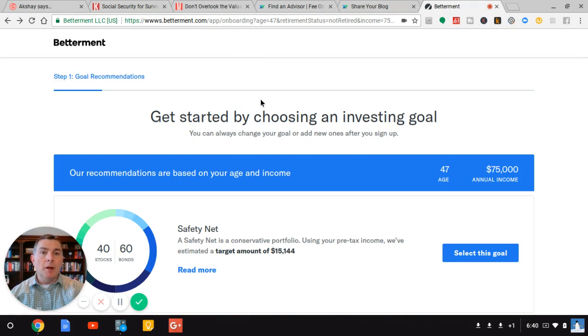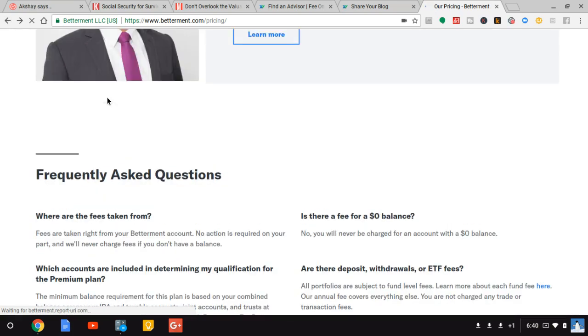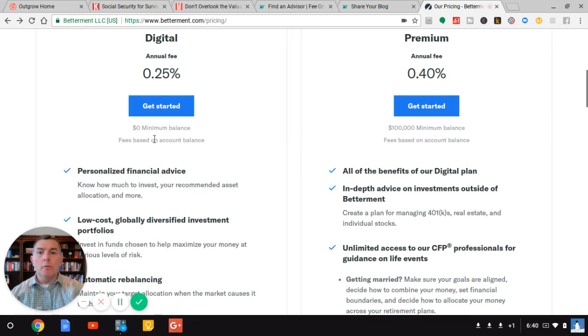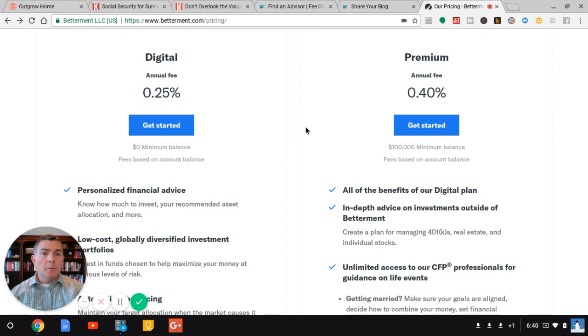And I get that for, I think it was, 25 basis points or 0.25%. Is that what the fee is? Yeah, right there. 25 basis points, 0.25%. It doesn't cost anything to get started. The premium is 40 basis points, with a $100,000 minimum to get started.